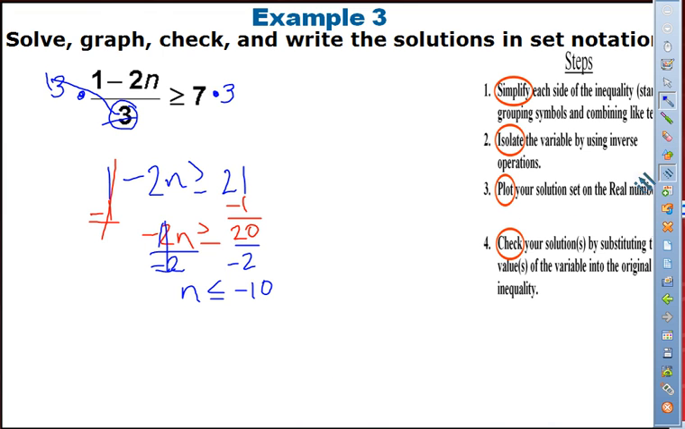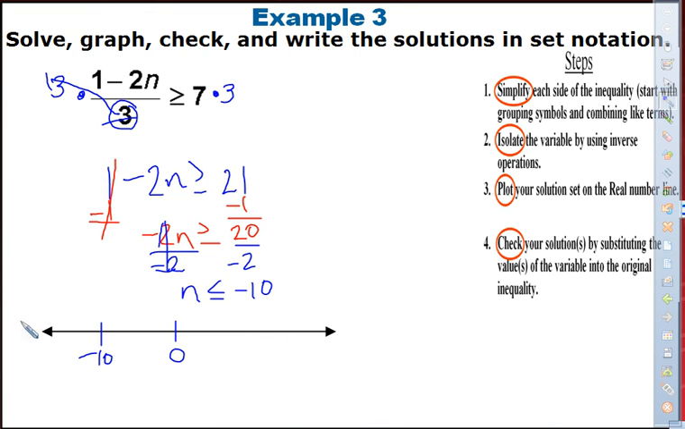Let's graph our solution set. Here's 0. Negative 10 is about right here. Do we include the point? Yes, so we plot our point. That means we include that number in our solution set. And it says n is less than or equal to negative 10. What number is less than negative 10? Negative 11, and everything to negative infinity.